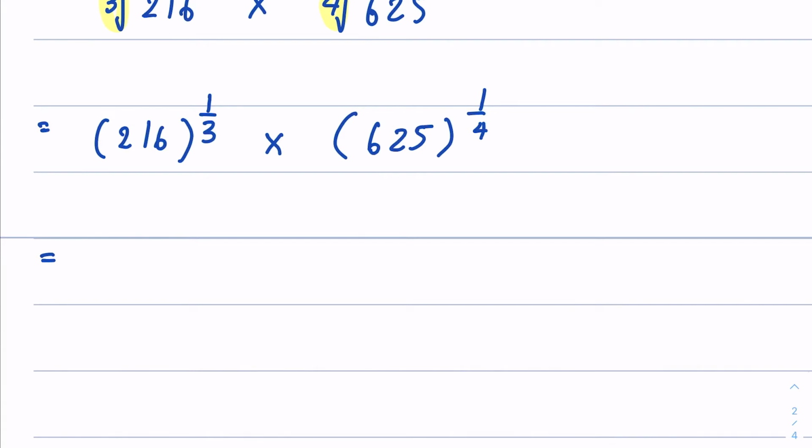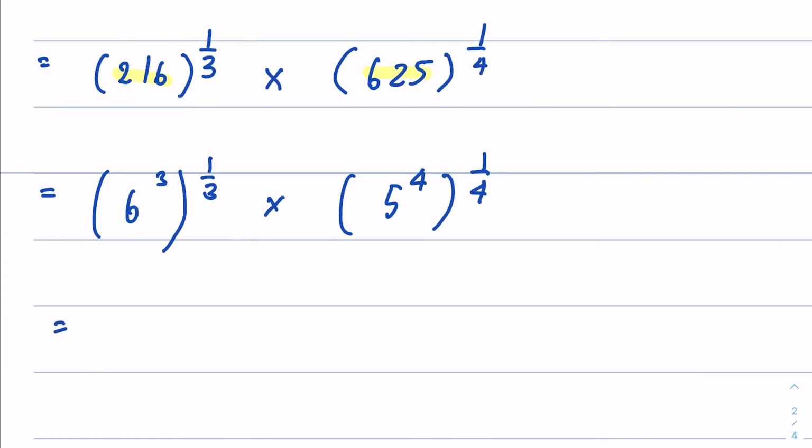Now this is the tricky part. We need to know what is similar between these two, or whether they have anything similar. In this case, there's nothing similar about 216 and 625. They are not multiples, nor are they factors of each other. But to reduce 216, you can put it as 6 to the power of 3, to the power of 1/3. 625 can be rewritten as 5 to the power of 4, to the power of 1/4.